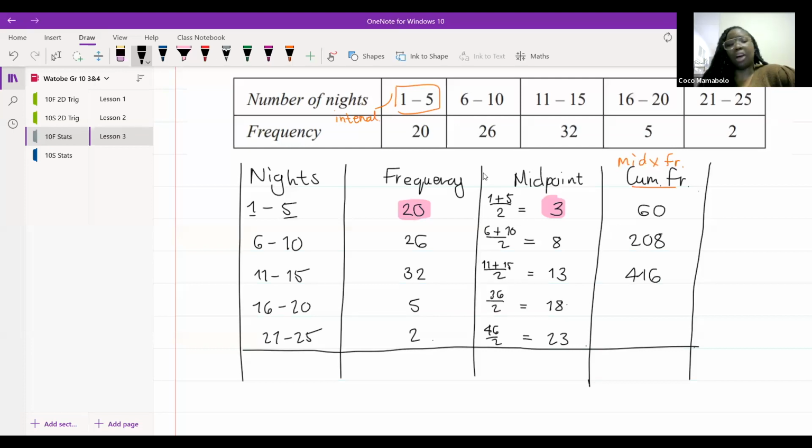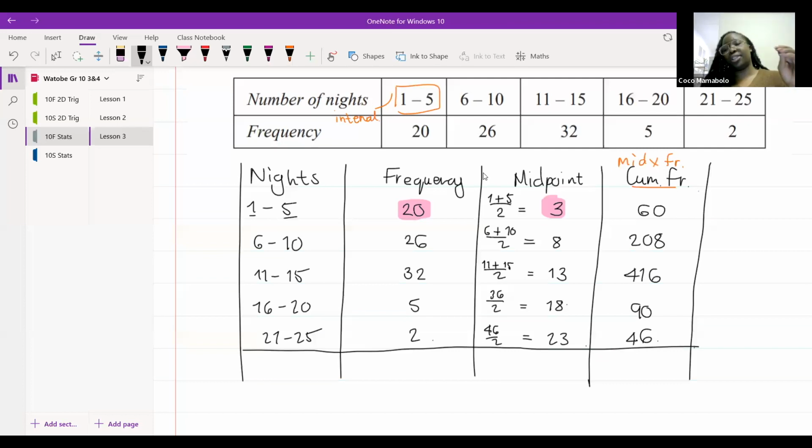416. And Vasha's helping us out. Vasha, keep those answers coming because I don't have a calculator in front of me right now. 90. All right, 90. Good. And the last one, 46. Excellent.